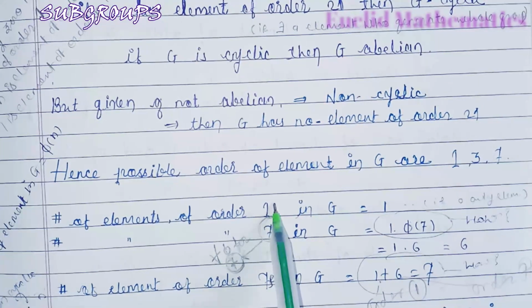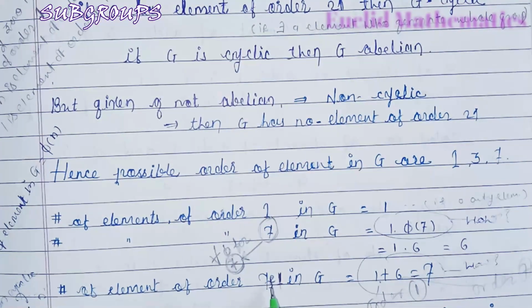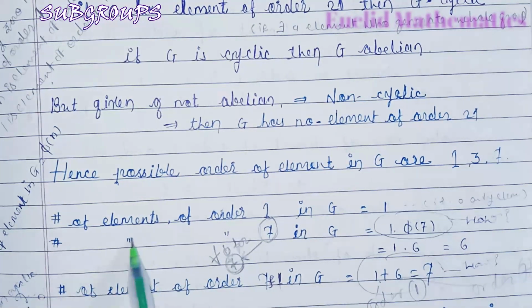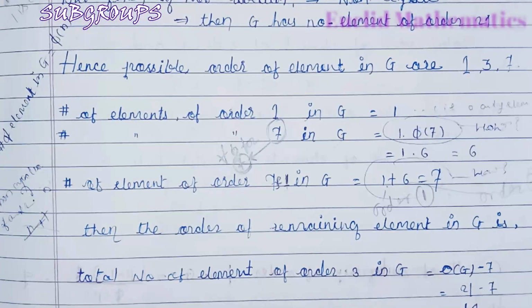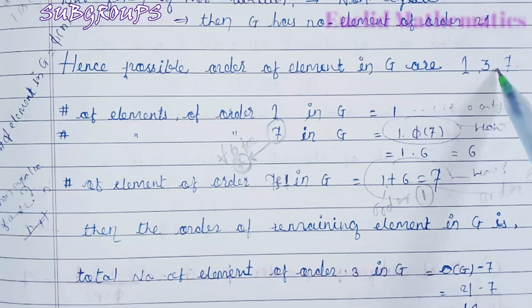So the total number of elements of order 1 and order 7 is 6 plus 1, which is 7. Okay, so I got the total number of elements of order 1 and 7 as 7, as we did in our previous lecture on a group of order p into q. Similarly, I did it here. Now let's move further. Then we want the leftover elements, which are of order 7. Okay, so sorry, of order 3.